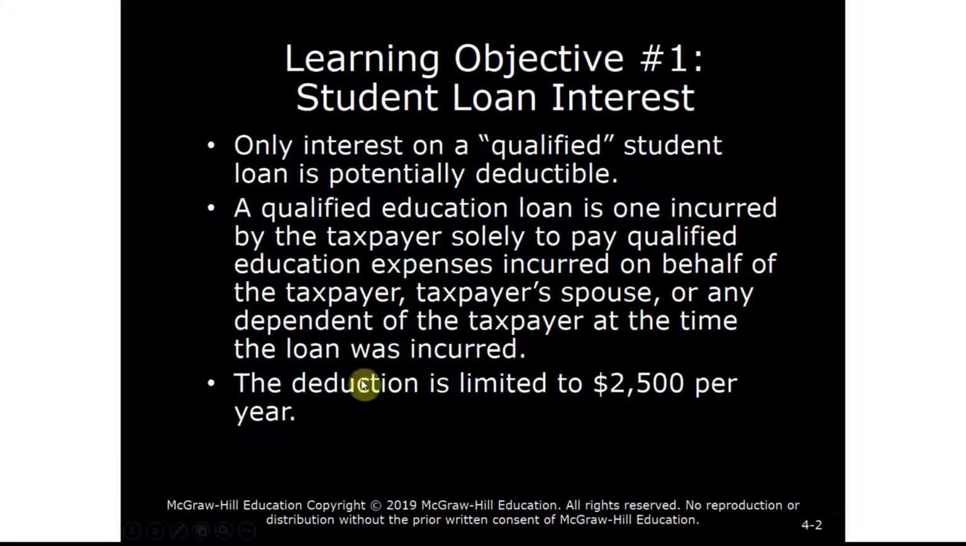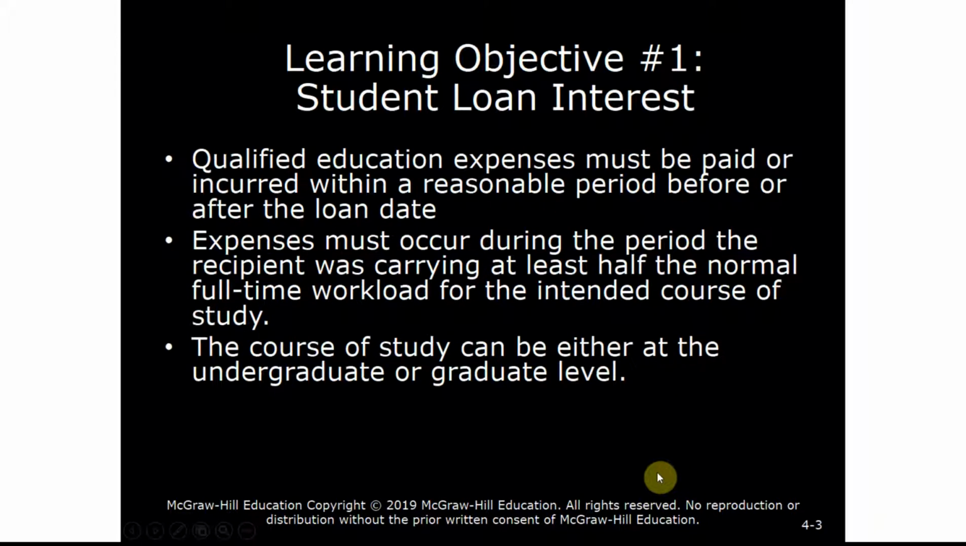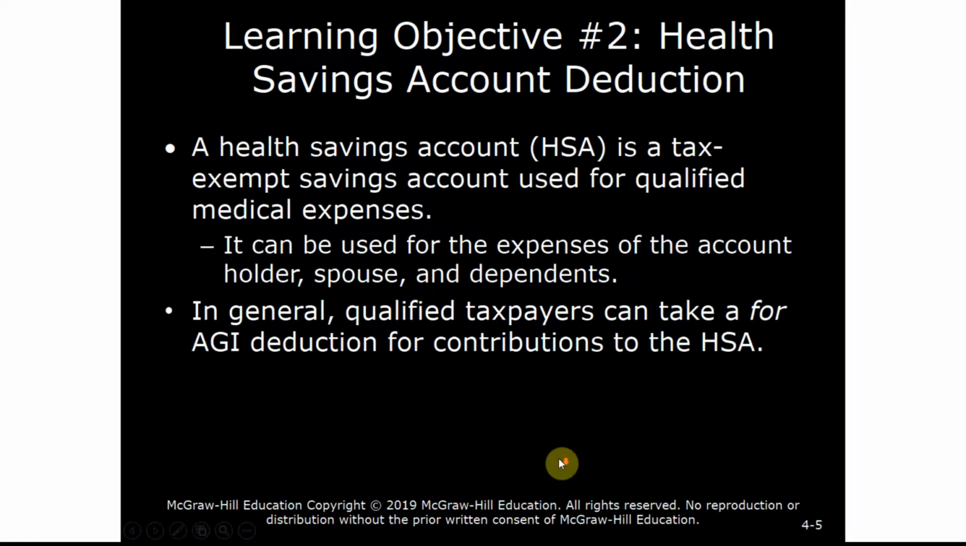First thing we'll talk about is student loan interest. This is interest paid on loans that the taxpayer incurs, and these loans are related, of course, and finance qualified educational expenses, but this deduction is limited to $2,500 per year. So what qualified expenses, generally, what would qualify? Generally, the kind of qualified expenses would be tuition and books and fees. And the course of study could be either at the undergraduate level or the graduate level.